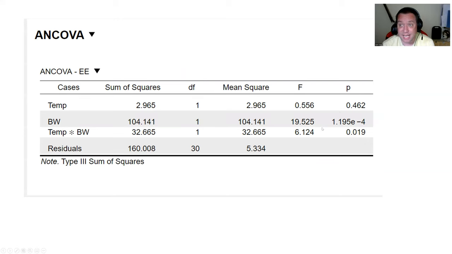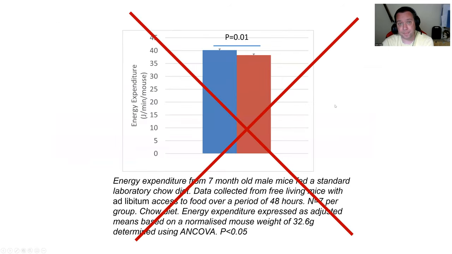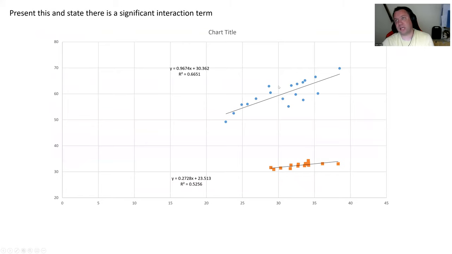And in this case, it is again invalid to calculate the estimated marginal means, the energy expenditure of the mice corrected for body weight. Okay? But you can present this data and you can state there is a significant interaction term. And actually, this is quite interesting because if you look at the original CalR paper from Alex Banks, I think perfectly valid as an argument, and he's probably right, he suggests that the presence of a significant interaction term is indicative of altered thermogenesis.